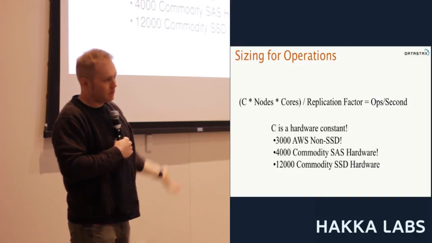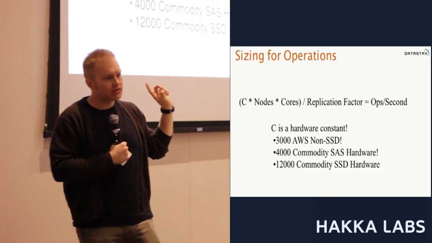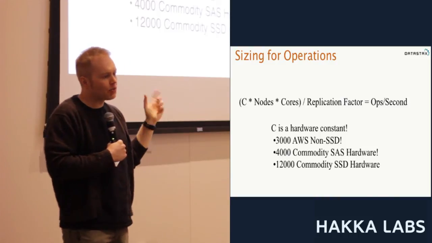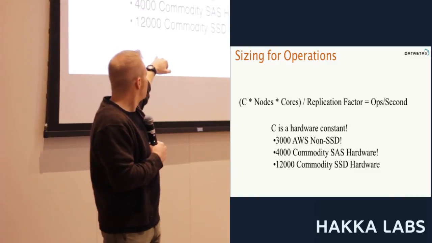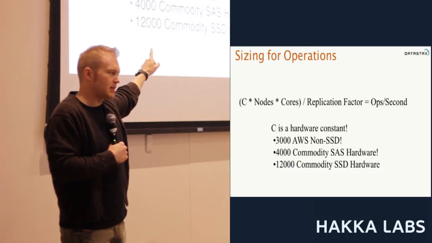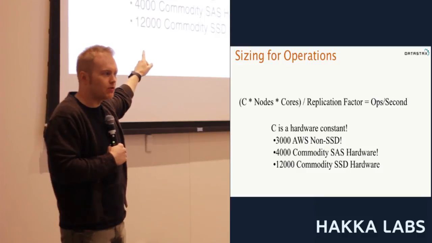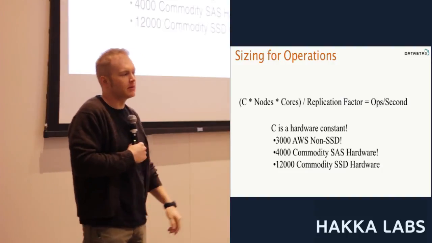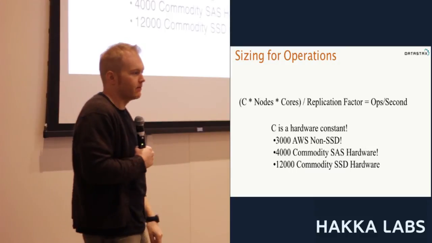Now, the hardware obviously has a large role in this. These numbers are just pulled from my experience across many, many different customers. About 3,000 for AWS, 4,000 for commodity SAS-backed hardware, 12,000 for commodity SSD hardware. These numbers get a 50% boost if you switch to Cassandra 2.0. These numbers also get a 30% boost if you switch to a new kernel. So if you switch to Ubuntu from Red Hat, for example, because Red Hat doesn't ship a 3.0 kernel, Ubuntu makes a big difference.